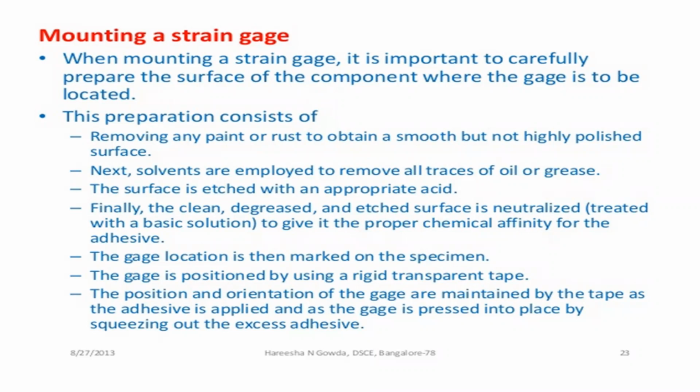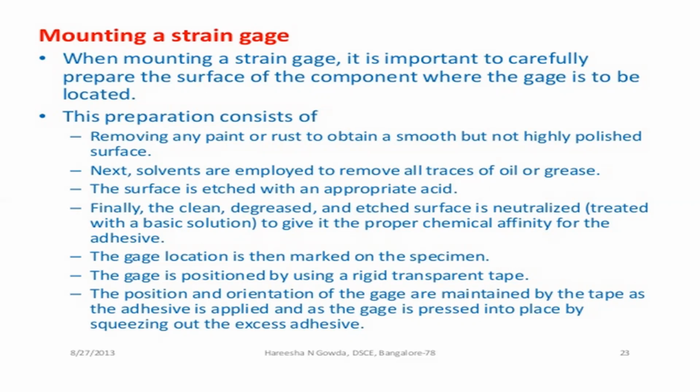This treatment with the basic solution gives it the proper chemical affinity for the adhesive. So in that cleaning process, that means removing the paint or rust-forming or highly polished surface, or all traces of greases or oils, and we clean with acid. So all these surfaces are completed, and finally we can get the proper strain gauge element.